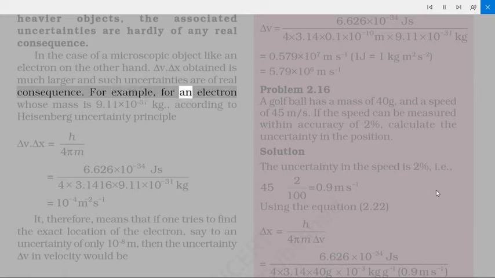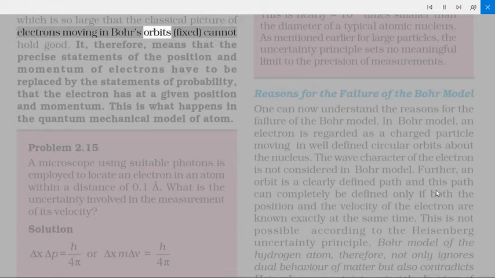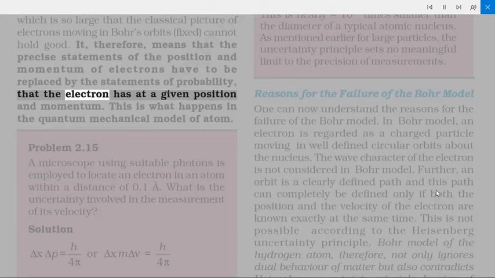For example, for an electron whose mass is 9.11 × 10^-31 kg, according to Heisenberg uncertainty principle, it, therefore, means that if one tries to find the exact location of the electron, say to an uncertainty of only 10^-8 m, then the uncertainty Δv in velocity would be so large that the classical picture of electrons moving in Bohr's fixed orbits cannot hold good. It, therefore, means that the precise statements of the position and momentum of electrons have to be replaced by the statements of probability that the electron has at a given position and momentum. This is what happens in the quantum mechanical model of atom.